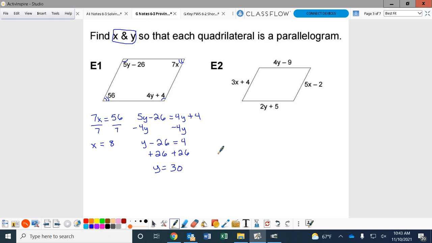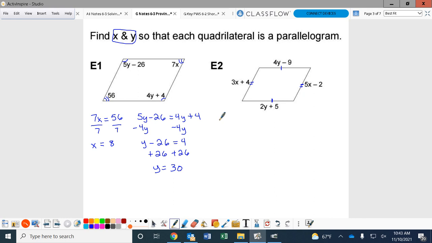Okay. The next one is exactly the same, but instead of proving the opposite angles congruent, this time we're proving the opposite sides congruent. So this one's got to be the same as this one. This one's going to have to be the same as this one. Guys, I'll do it backwards just to show you. It doesn't matter which one you solve for first.